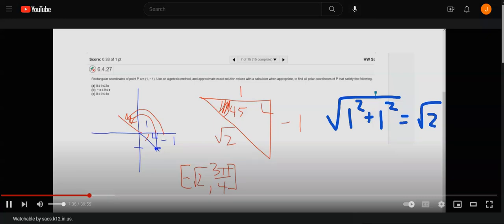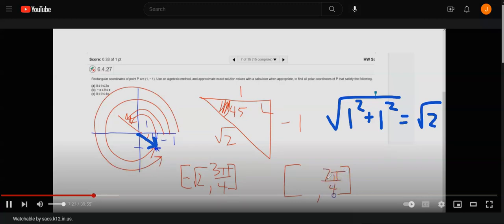And then go all the way around. There we go, 7 pi over 4, right? All the way around facing quadrant 4. So now you're facing this way, which is 7 pi over 4, and you walk forward radical 2, so that's a positive radius.